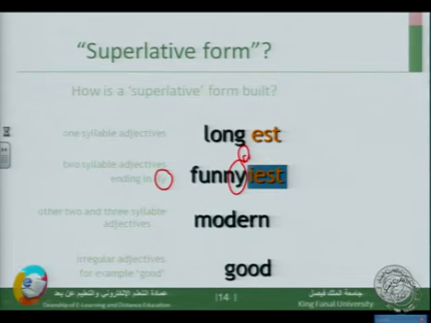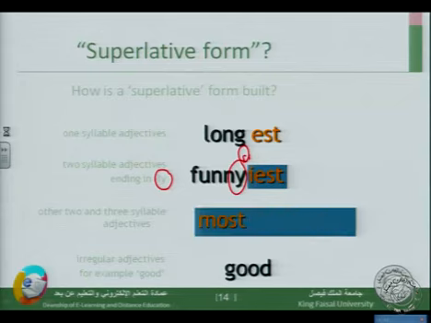If we have words with more than 2 syllables, or 3 syllables, then we should use most modern. We use most. So if I ask you, for example, what is the superlative form of modern, you should not say modernist. It's an incorrect answer. The correct answer is most modern.